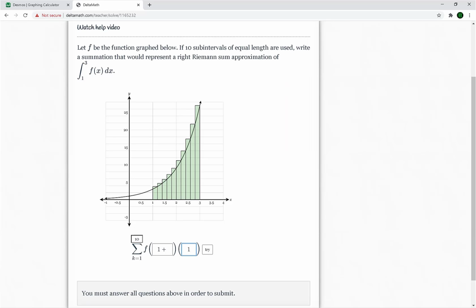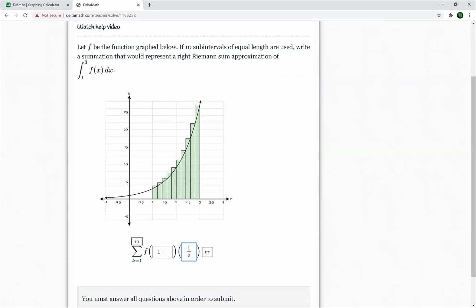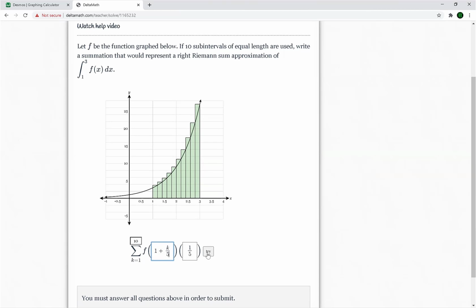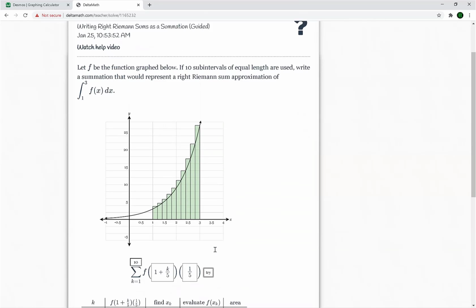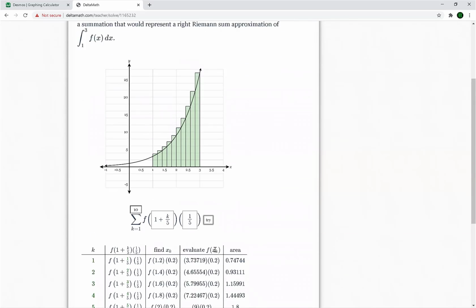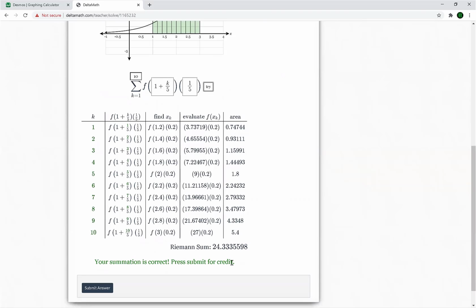And where's the division symbol? 1 over 5. So what am I going to type? k over 5. Yeah, k times 1 over 5. So there it is. If I am wrong, forgive me, but let's see what happens. This is the first time I've done it, guys. I just opened it up and tried it out. Is it right? Your summation is correct. Oh, yeah, okay, yay.